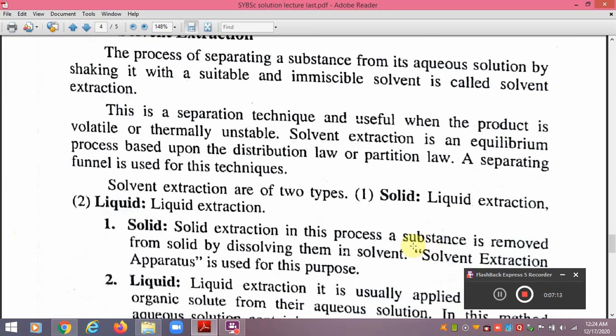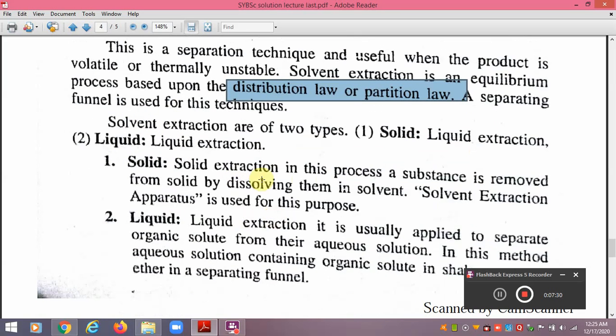Solvent extraction is an equilibrium process based upon the distribution law or partition law. Solvent extraction is of two types: solid extraction and liquid extraction. In solid extraction, the substance is removed from the solid by dissolving it in the solvent, and definitely solvent extraction apparatus is used for this purpose.